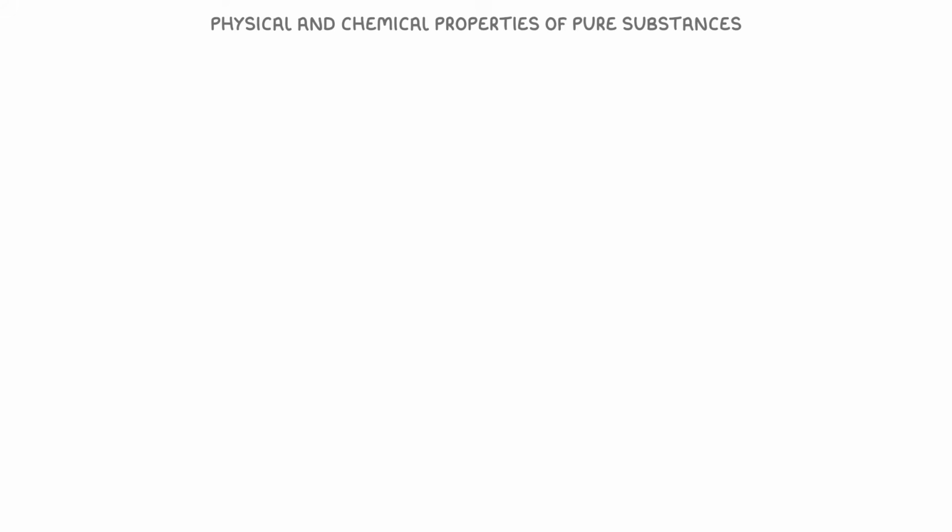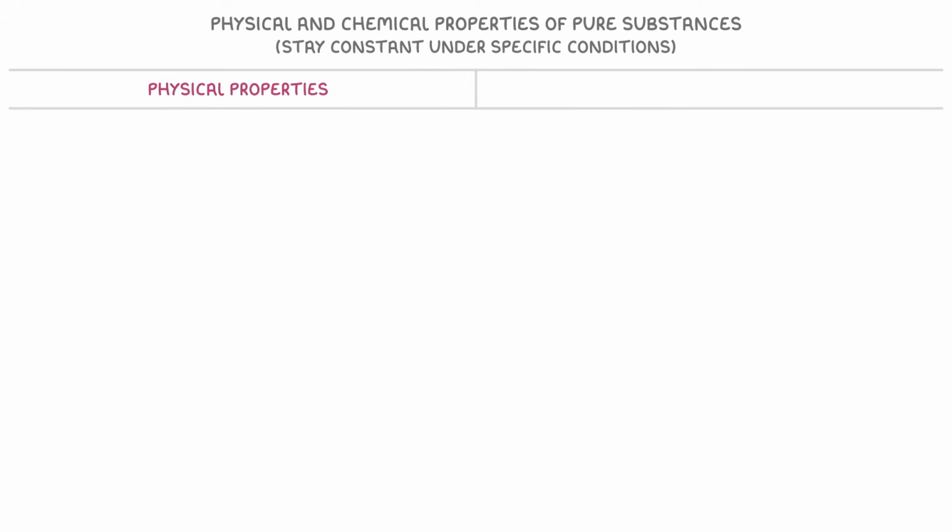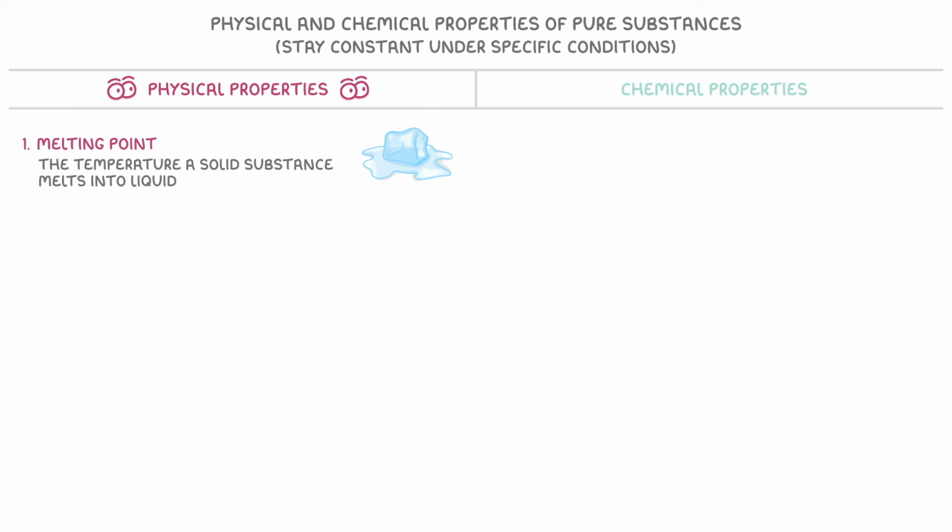Next, let's explore the physical and chemical properties of pure substances. Pure substances have characteristic properties that stay constant under specific conditions, and we can use those properties to identify them. These properties can either be physical properties or chemical properties. If we start with physical properties, these can be observed and measured without changing the substance's chemical composition. One important physical property is melting point, which is basically the temperature at which a solid substance melts into a liquid. For example, pure water always melts at exactly 0 degrees under standard pressure.